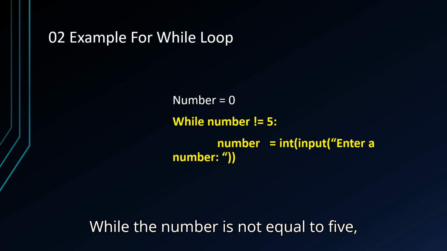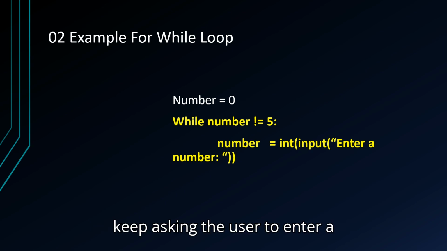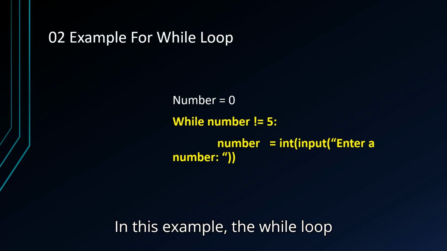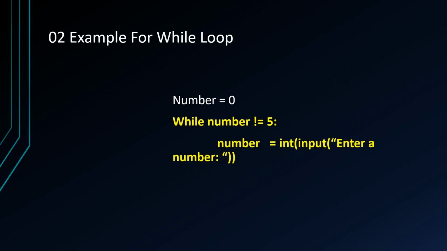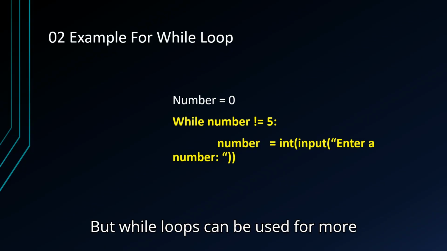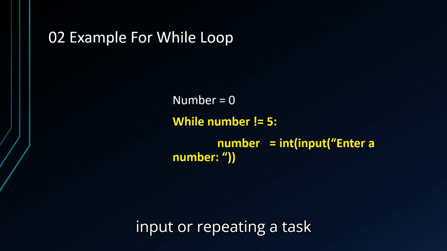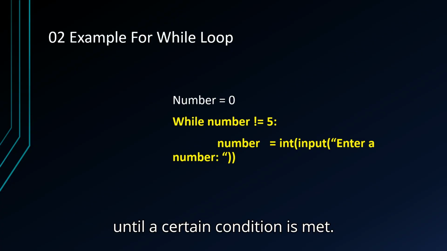While the number is not equal to 5, keep asking the user to enter a number. In this example, the while loop continues to execute until the user enters the number 5. This is a simple example, but while loops can be used for more complex tasks, such as validating user input or repeating a task until a certain condition is met.